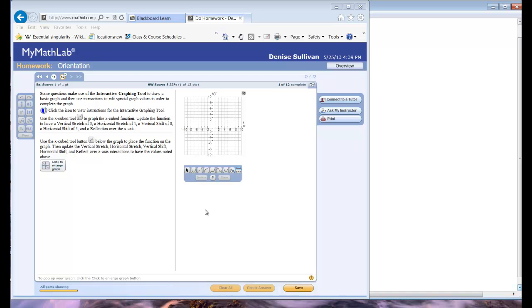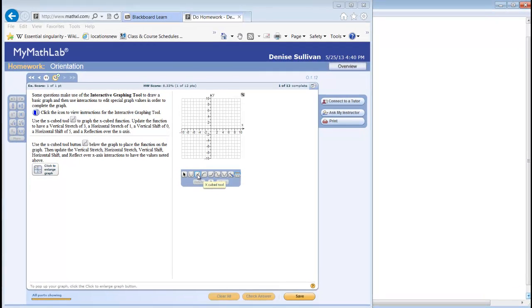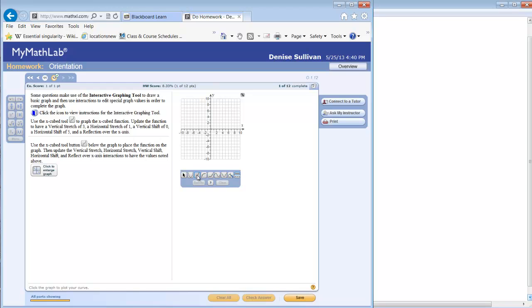You will use these for lines and parabolas in this course, but not necessarily for a cubic. So they want us to use the interactive graphing tool, which are these buttons down here, to draw a basic graph, which x cubed is the one they're asking us for. That's the third button in. We'll click on that, and then it automatically goes to the origin. That's the basic graph of the function y equals x cubed.